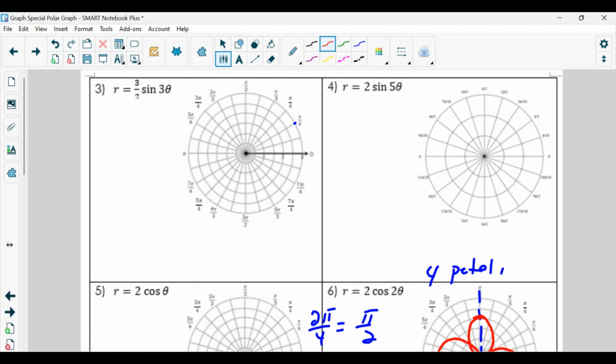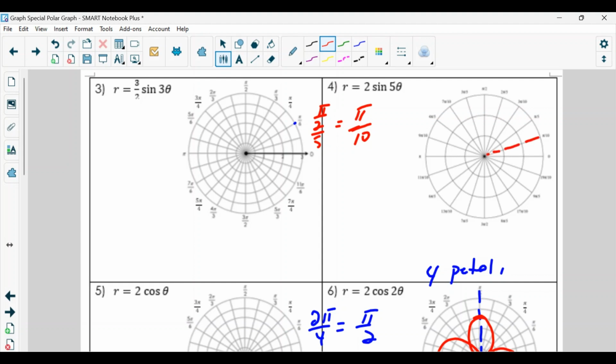There are 5 petals, and because it's sine, I need to find out where the first one starts. So I'm going to divide pi over 2 by 5, and that gives me, in fact, this is what we did in class, pi over 10. All right. So the first one is at pi over 10, which is right here.